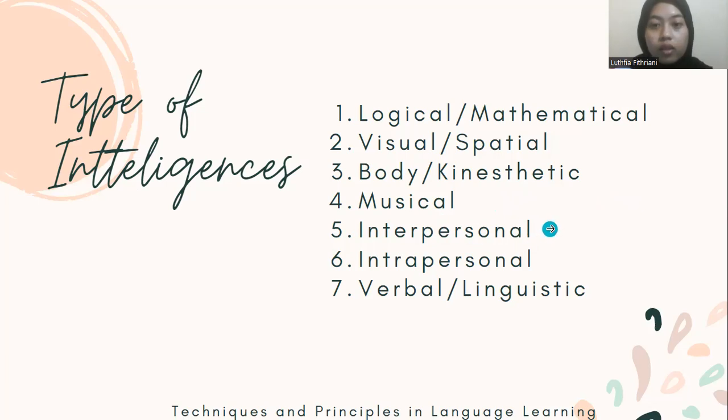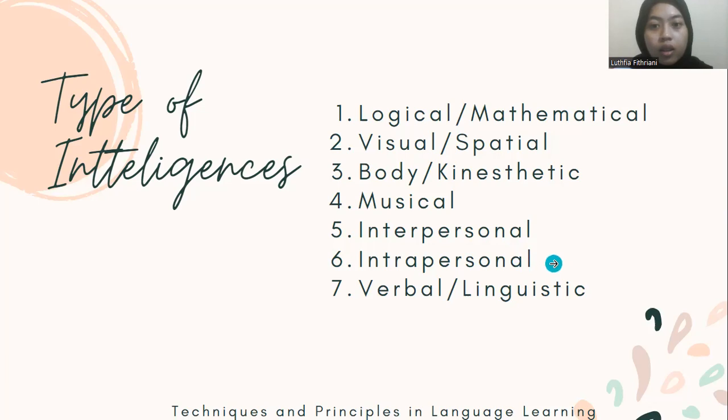The fifth is interpersonal. So this type of intelligence deals with interaction with others. So the teacher can apply group work or pair work in the classroom.